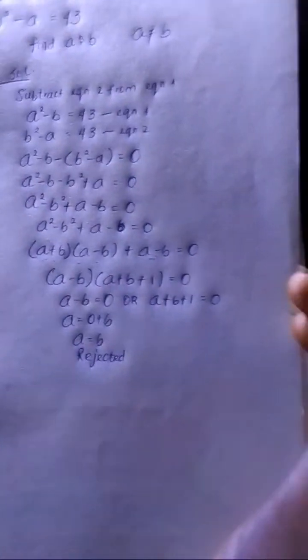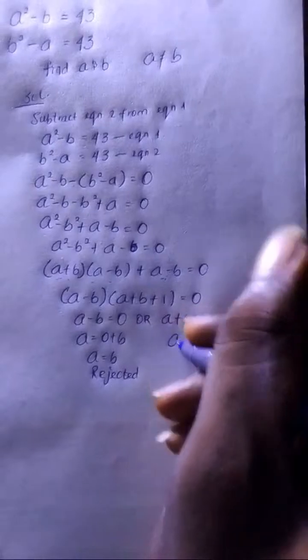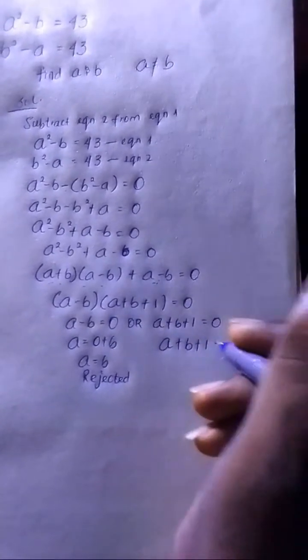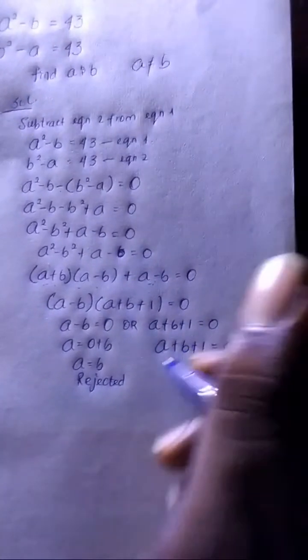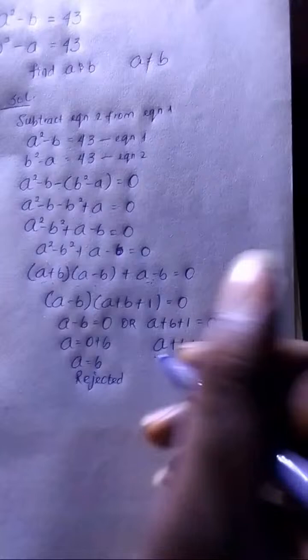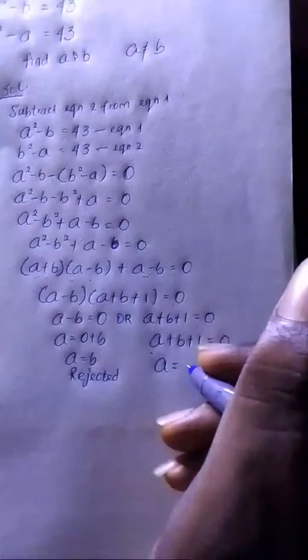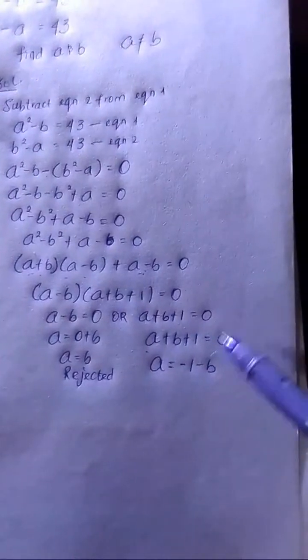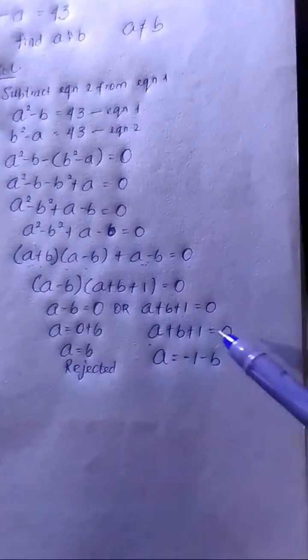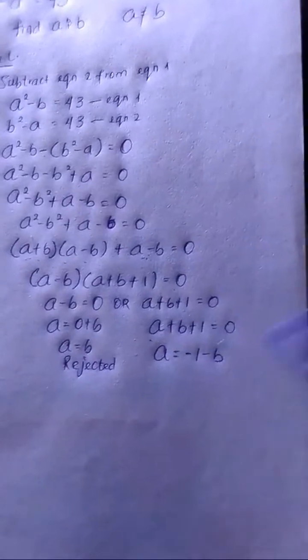So from the second equation we have a plus b plus 1. If you make a the subject of the formula here, we have a equals minus 1 minus b. Right? If you make a the subject of the formula, a will be equal to 0 minus 1 minus b, we make it. So from here we have our equation 3 here.